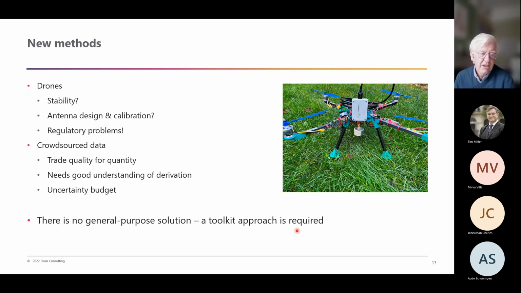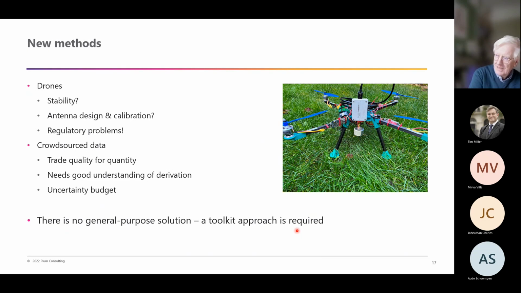And another option is to use the crowdsourced data that's increasingly available from commercial providers and others. And here you're trading technical quality and reliability of results for the sheer quantity of data that's available. And this can be an extremely valuable source of data, particularly for cellular coverage, but it needs to be used with great care and not to be taken at face value. So you really need to talk to the provider of crowdsourced data about exactly how the data was derived and processed.